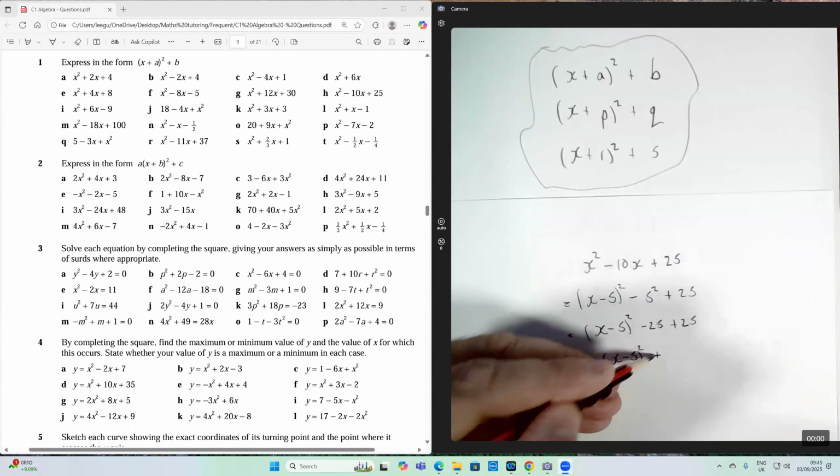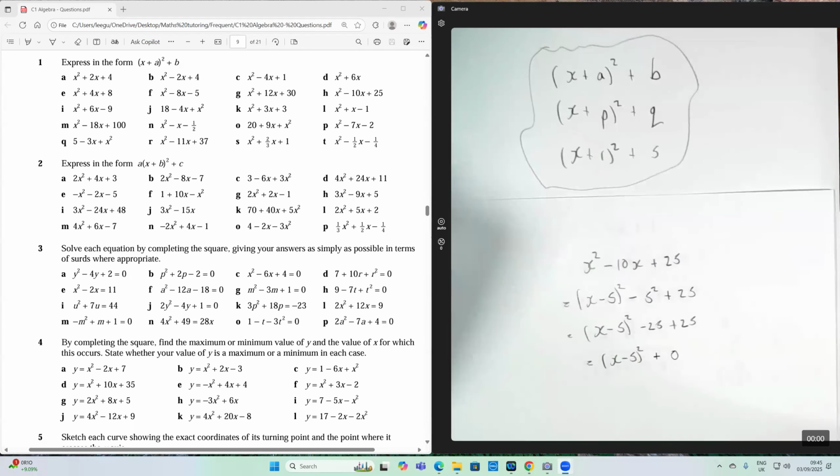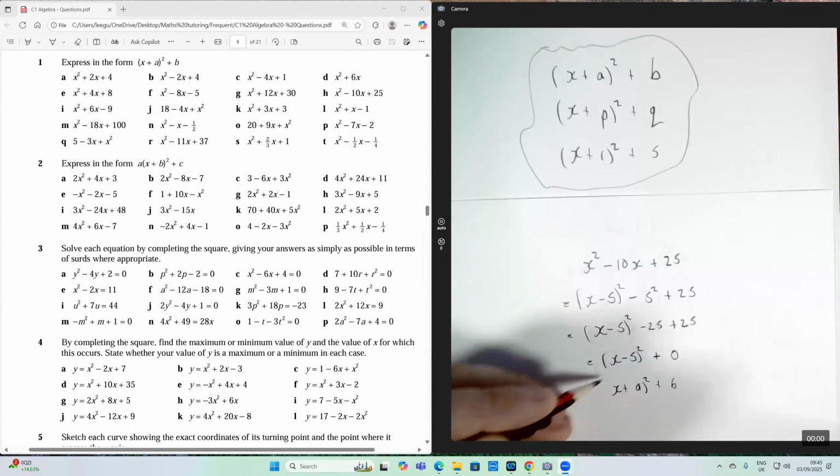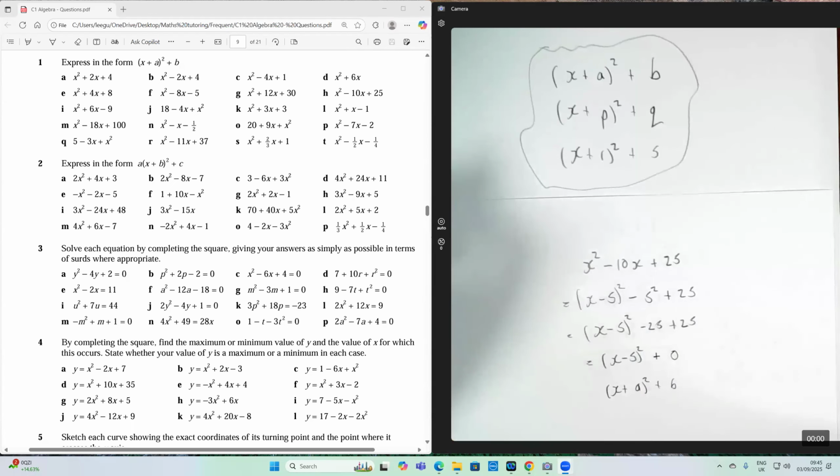Now, technically speaking, that one I've picked there is in the required form. You've just got to imagine that the extra term that's added on is a 0, okay? Because we're trying to get them in the form x add a squared add b. It just so happens in that one that I've picked that the b was a 0.